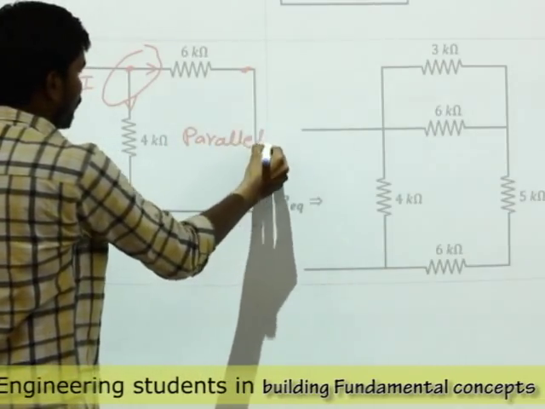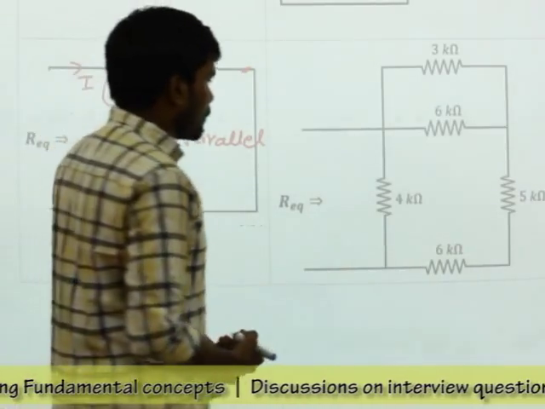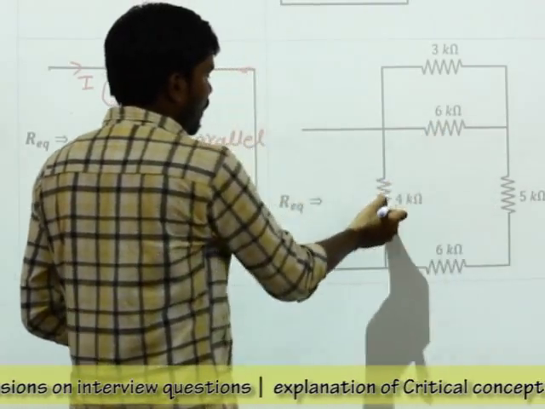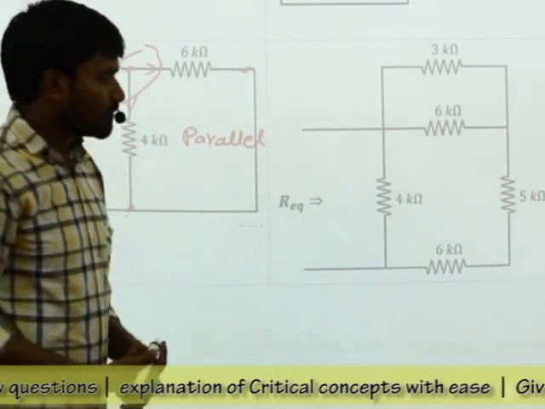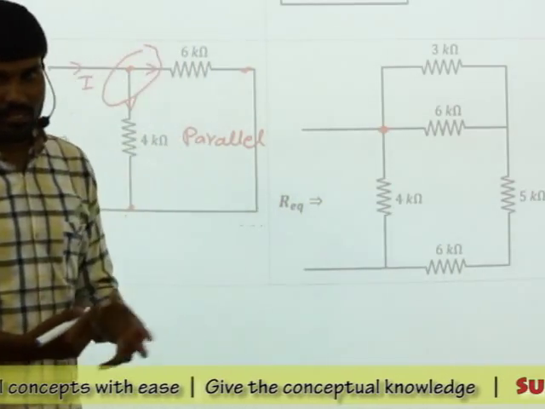6 and 4K are in parallel. Now, what about these two? Are they in series? Degree of the node is greater than 2, so they are not in series.